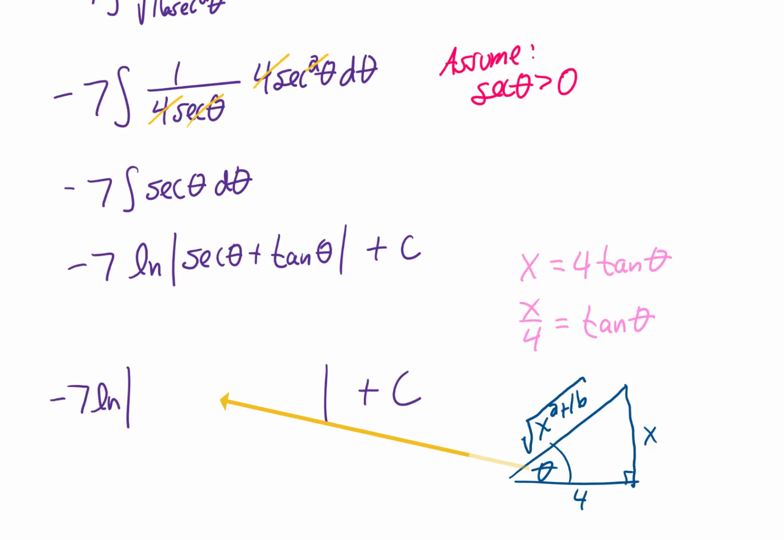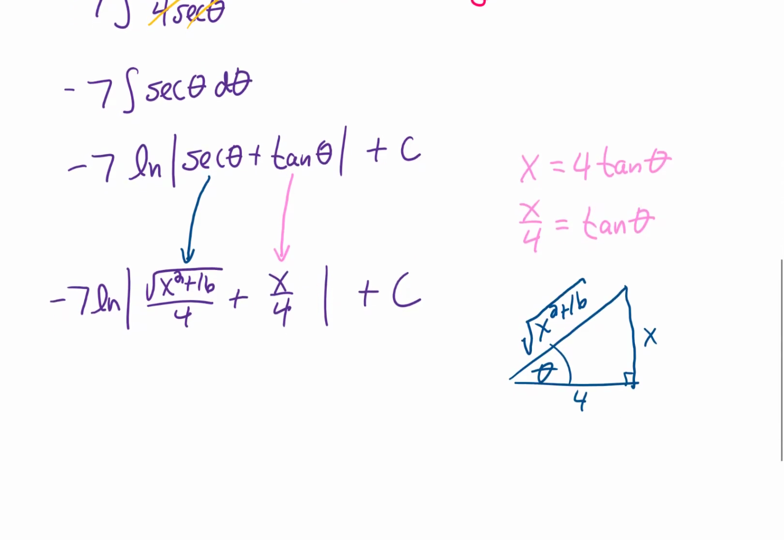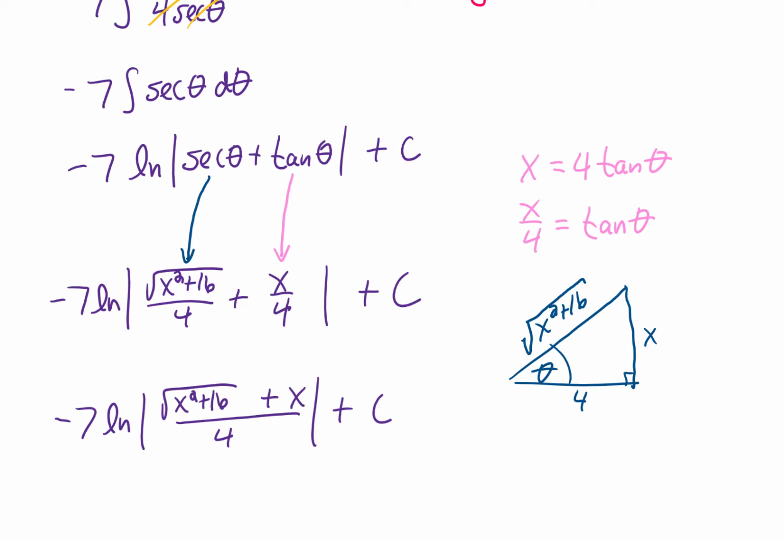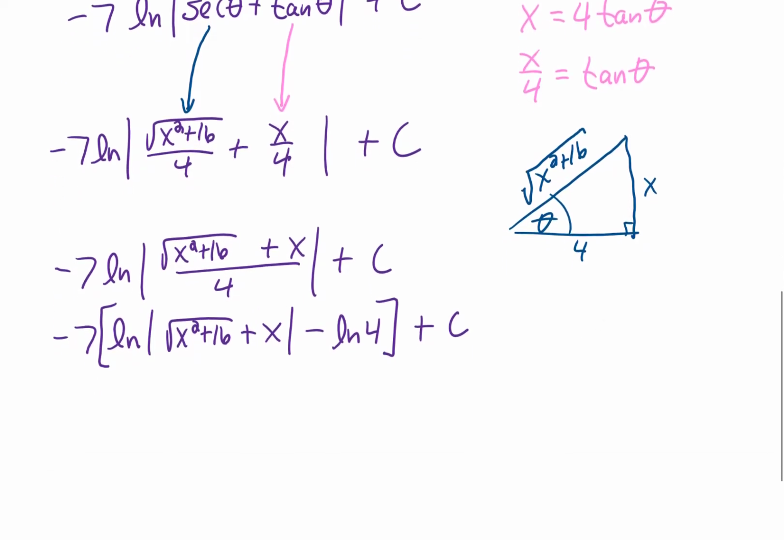Now, rewriting our final answer, we can rewrite secant theta using the reference triangle. Secant is the hypotenuse divided by the adjacent side, and our original substitution gives us what tangent of theta is. Now that is a pretty good answer, but just like in our previous videos, we can rewrite it a little bit. Notice that the two terms inside the natural logarithm have a common denominator, and remember the rule of logarithms. It says that if you have a quotient inside of a logarithm, you can break that logarithm up into two pieces and subtract.